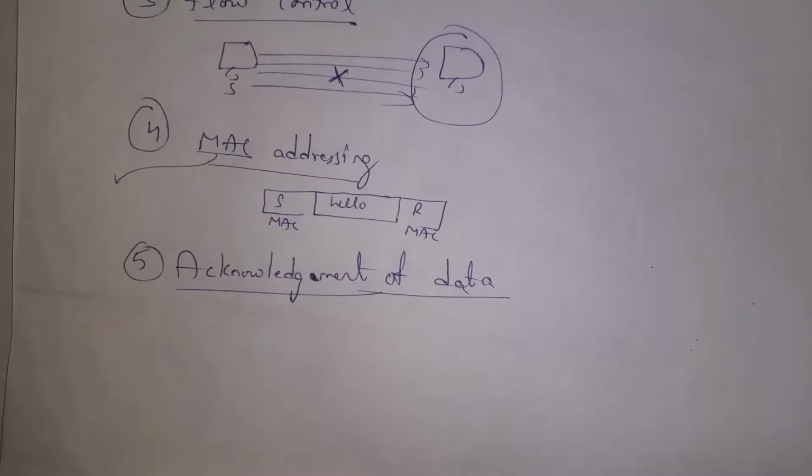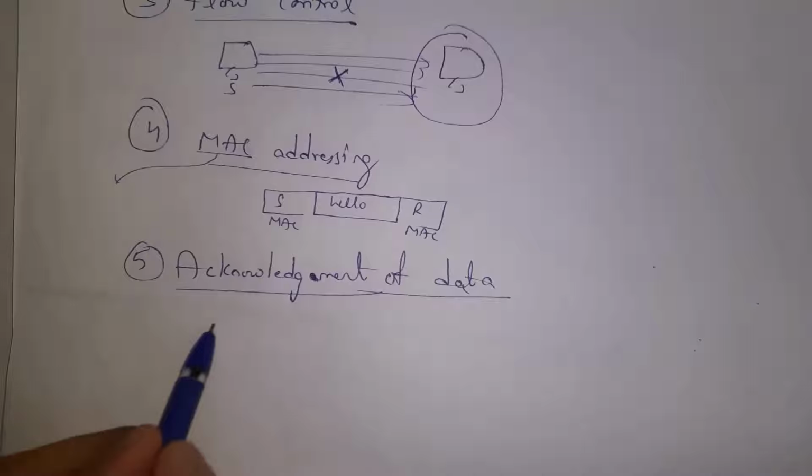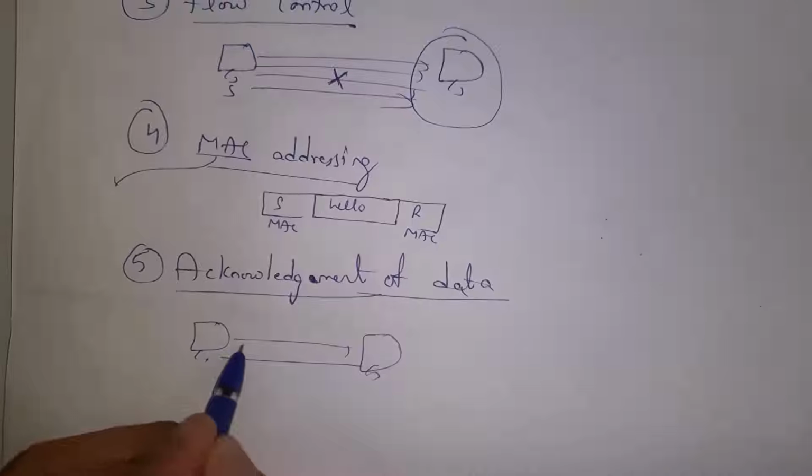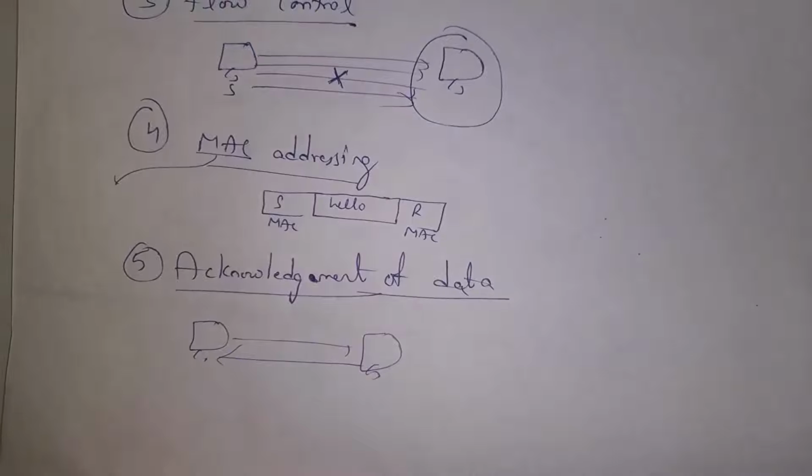Another function of the data link layer is acknowledgement of data. Acknowledgement means reply message. Whenever the sender sends data to the receiver, the receiver will give a reply whether the data is received successfully or not. That reply message is known as acknowledgement.